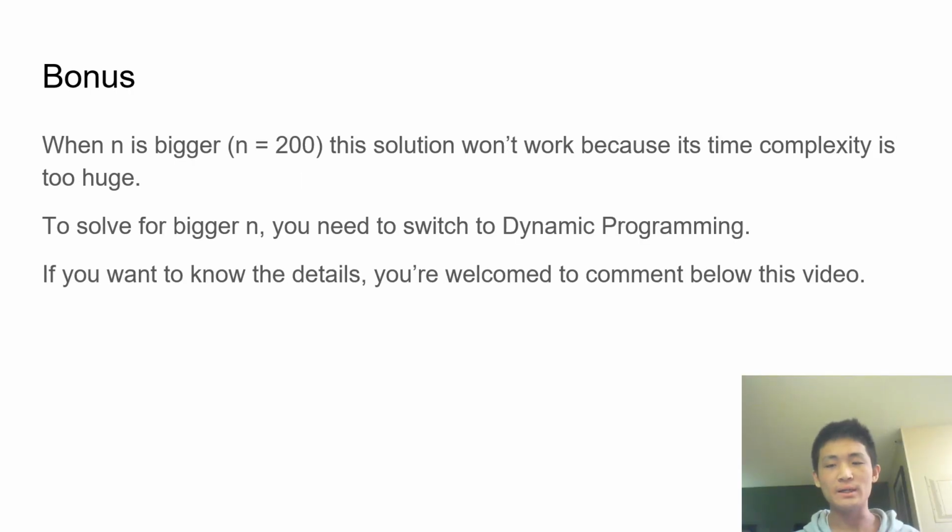When n is bigger, like n equals 200, this solution won't work because its time complexity is too huge. To solve for bigger n, you need to switch to dynamic programming. If you want to know the details, you are welcome to comment below this video.